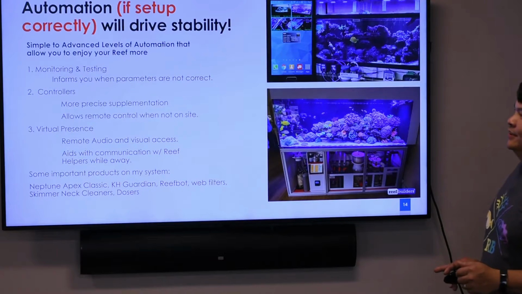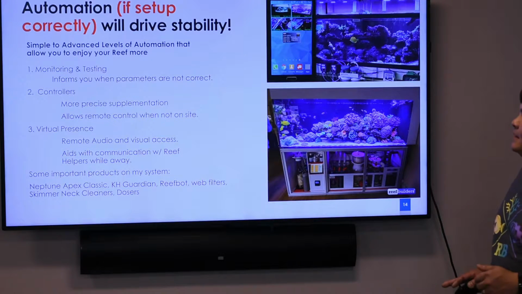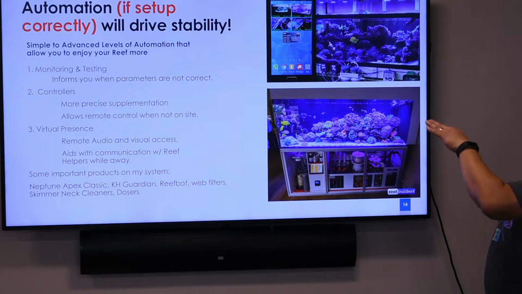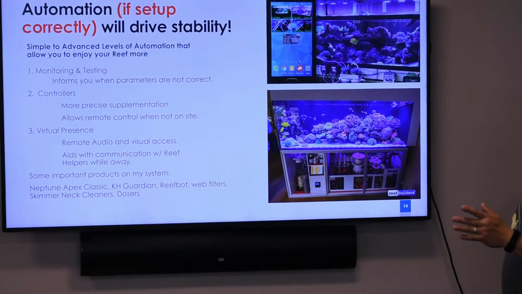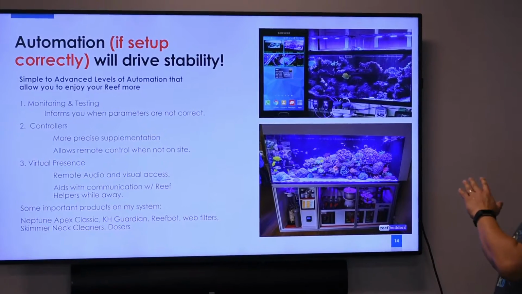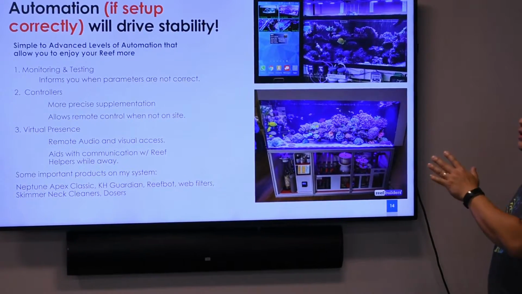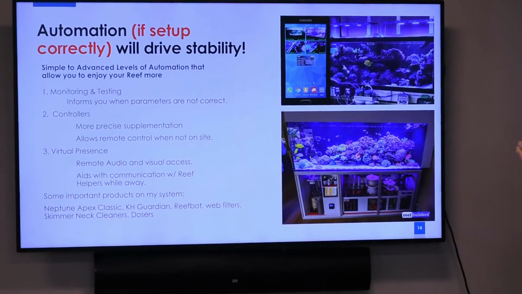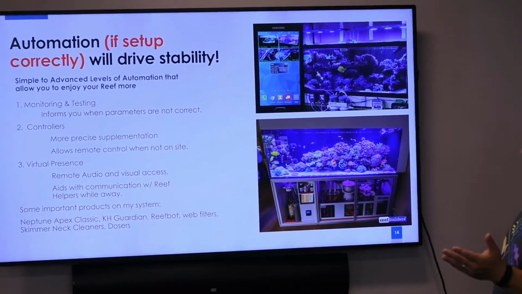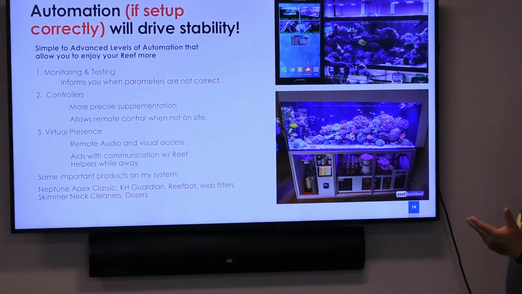So technology is a friend. Talking about technology, automation, if set up correctly, it drives it. You can have automation screw your system up too. So you need to understand its capabilities, how it works, and make sure you understand the highs and lows, what it's capable and not capable of at times.